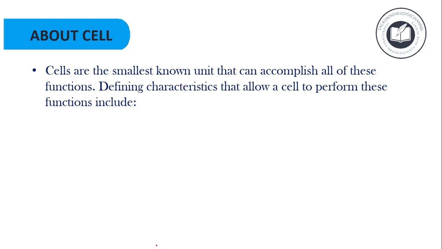Next. About the cell: cells are the smallest known units that can accomplish all of these functions. So cells can function from one cell to another. The defining characteristics that allow a cell to perform these functions include the following.